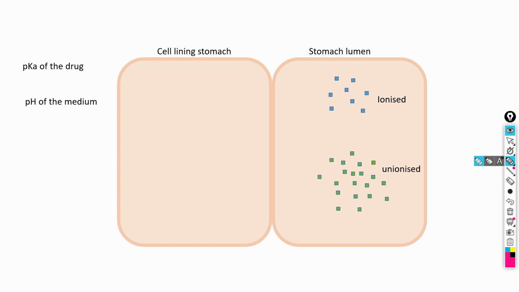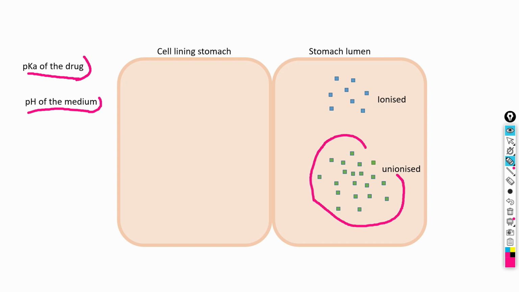Now, how much of the aspirin will remain in ionized form or in unionized form can be ascertained with the help of pK of the drug and pH of the medium. That means if you have these two parameters, then you can easily estimate how much of the aspirin will be in unionized form in the stomach and how much will be in the ionized form.